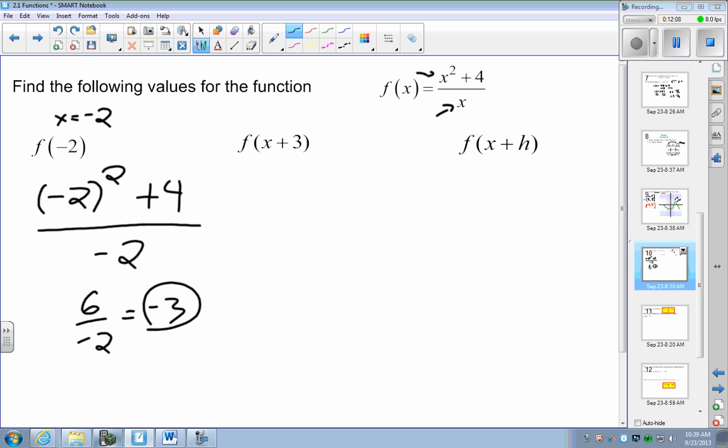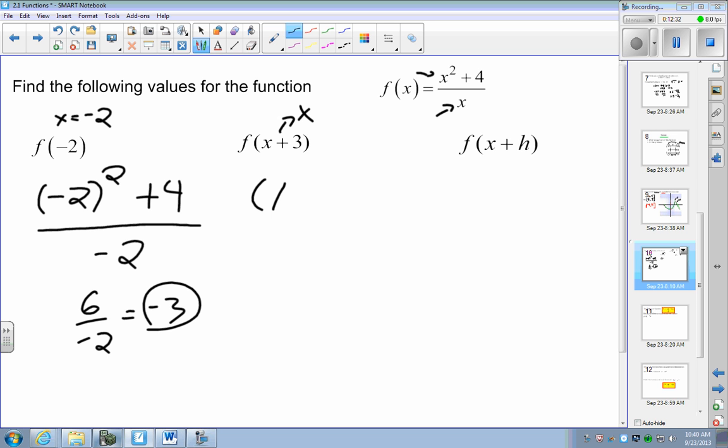Now, but what about x plus 3? Well, this is a little different because in the last one I said x is equal to -2. But here, think about it more as if we're putting x plus 3 as our input, and then we're going to get some output from our function. So we're going to put x plus 3 in for x.